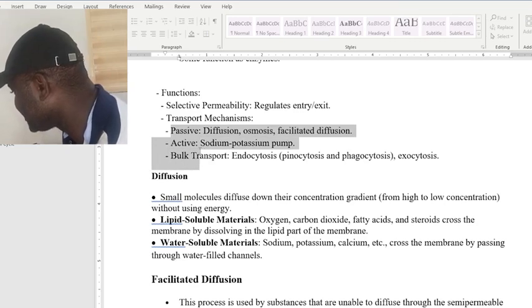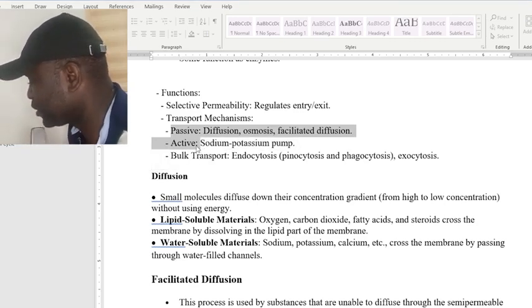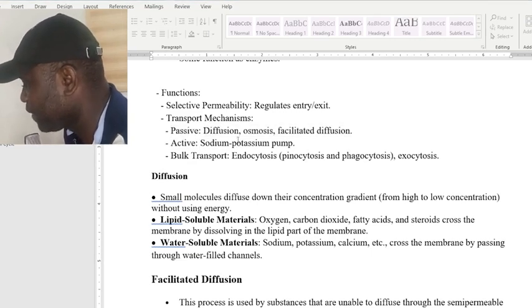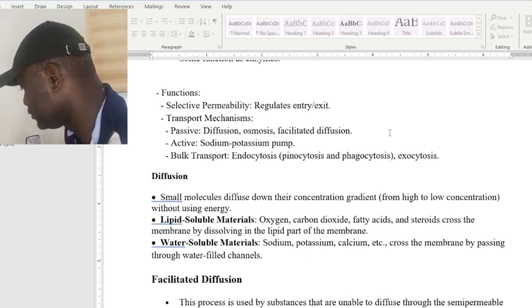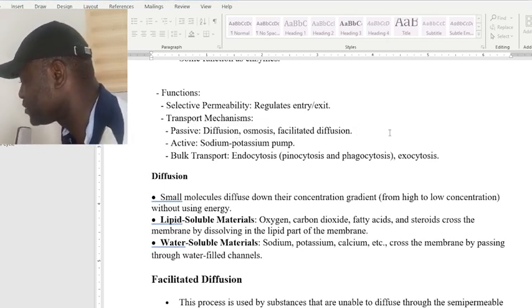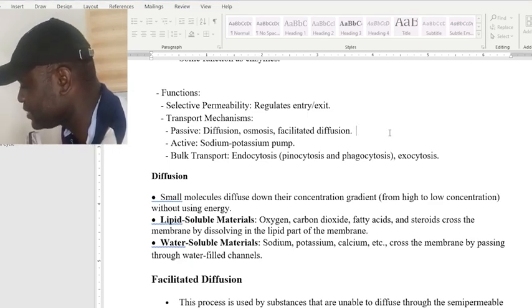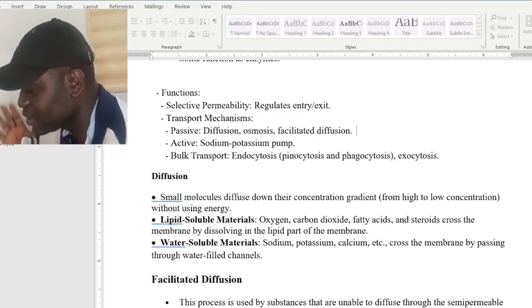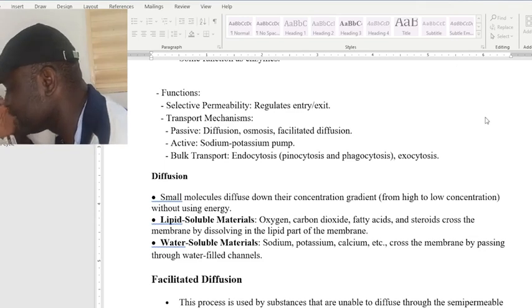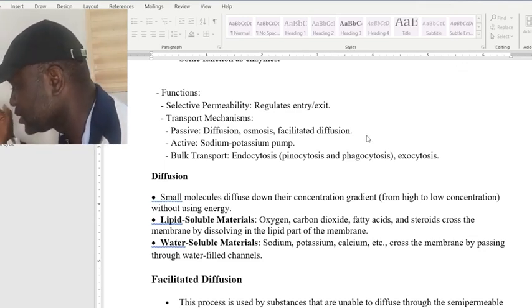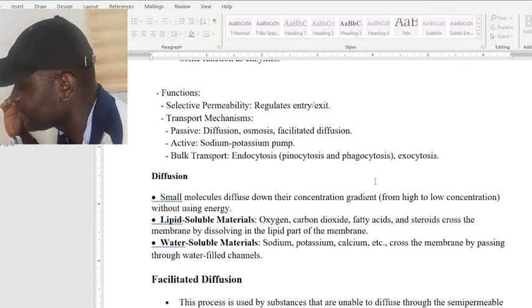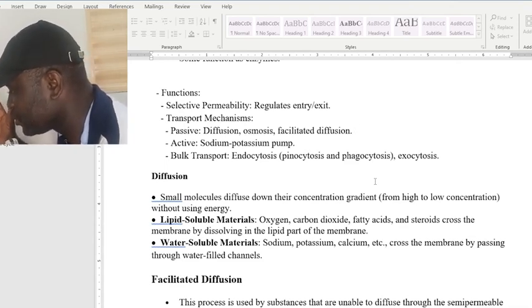We have the active transport and the passive transport. The passive transport does not require energy, while the active transport requires energy. Under passive transport, we have diffusion, osmosis, and facilitated diffusion. These are the three mechanisms under passive transport.